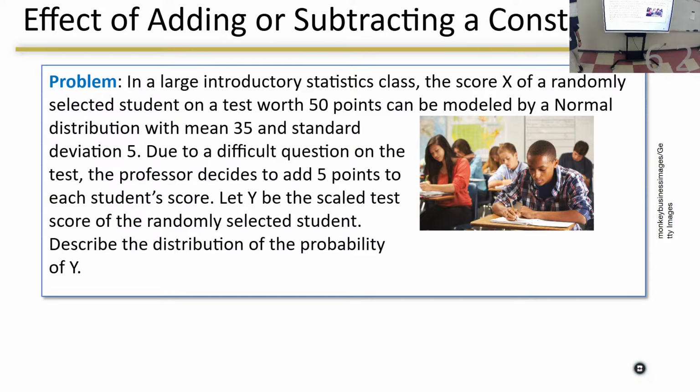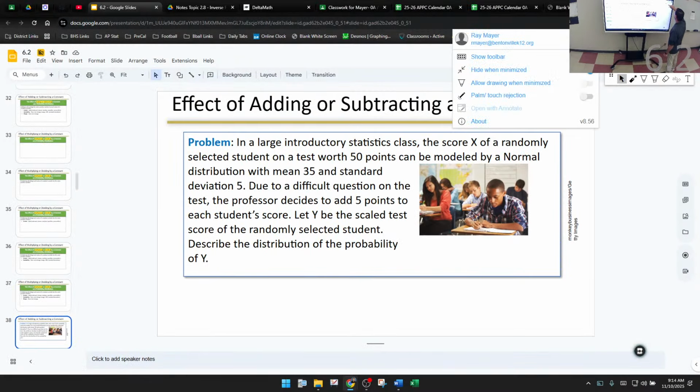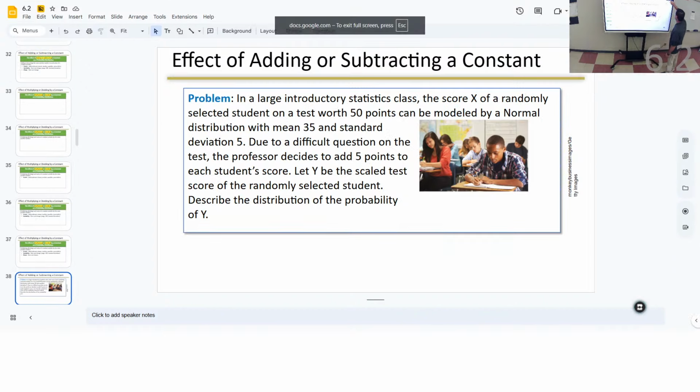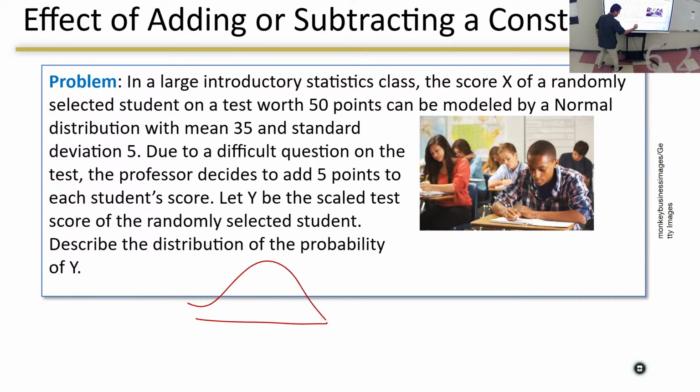In a large introductory stats class, the score X of a randomly selected student on a test worth 50 points can be modeled by a normal distribution with a mean of 35 and a standard deviation of 5. Your notes are going to bounce around a little bit again today. I apologize for that, but I think I've made it simpler by removing a lot of stuff.